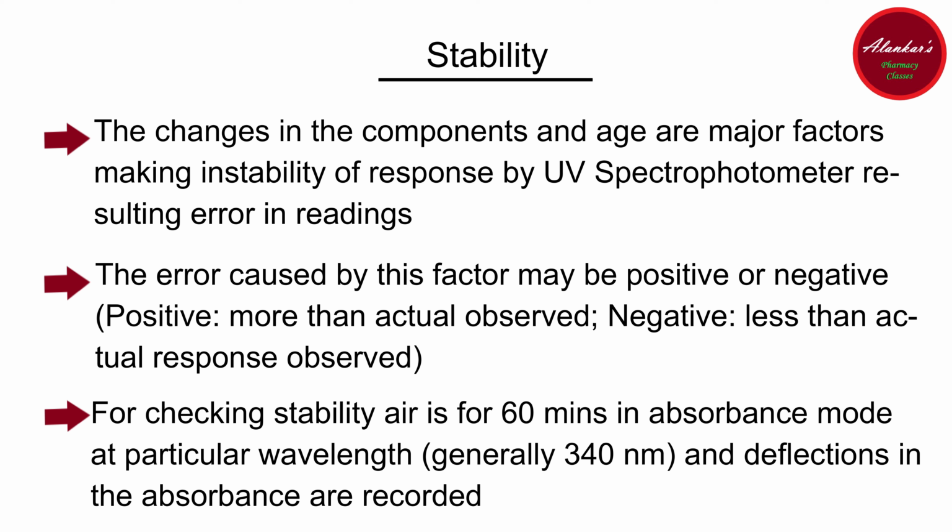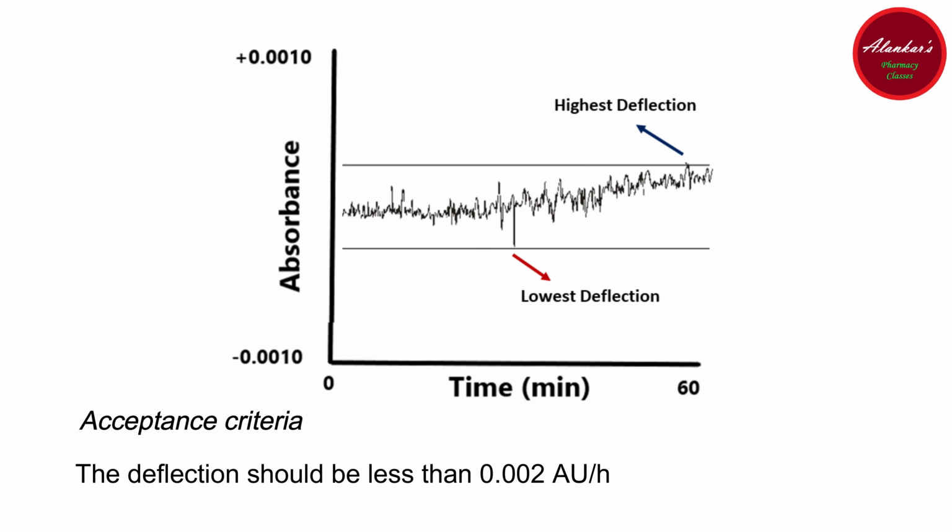For checking stability, air is scanned for 60 minutes in absorbance mode, and in this case generally at 340 nanometer, and deflections in the absorbance are recorded. Here we have to observe the highest deflection and the lowest deflection. The highest deflection is shown here by the blue arrow, and the lowest deflection is shown here by the red arrow, and the deflections in this case should be less than 0.02.